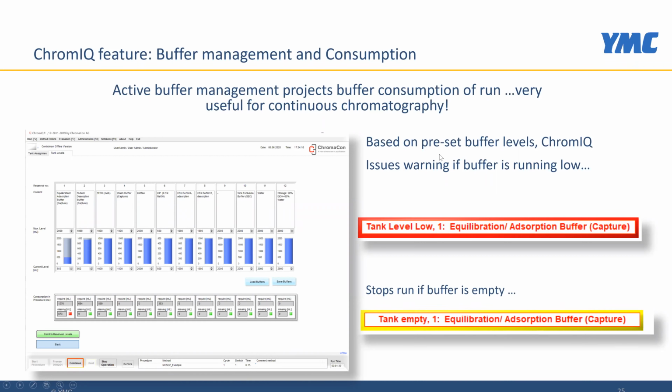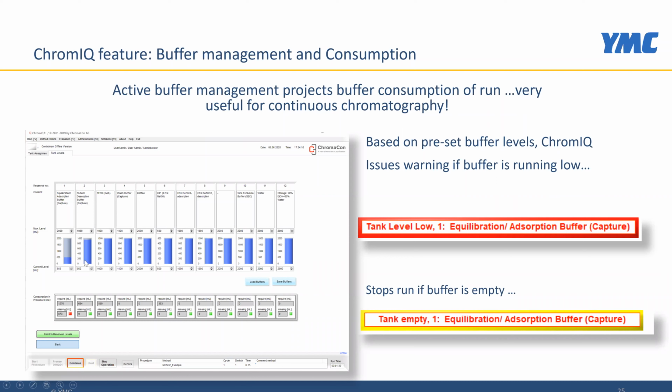And based on the preset buffer levels that you have entered here, ChromIQ will then issue a warning if the buffer is running low. So it will show you you're running low on equilibration or adsorption buffer, and it will also stop the pumps if the buffer is empty. So it will enter a freeze mode once the buffers are empty. So this is very useful. The flow rates or the buffer consumption is actually calculated based on the flow rates that are used in the method that is run.